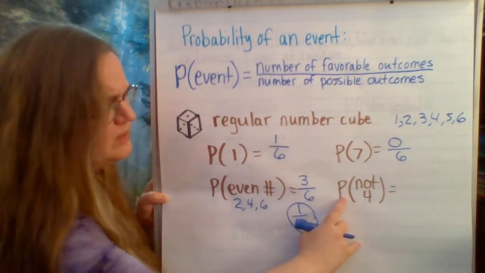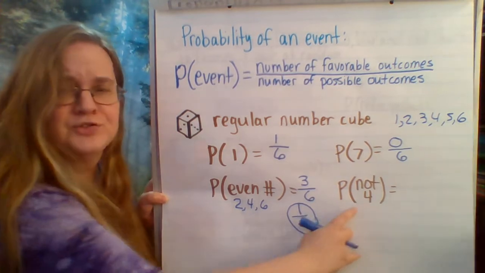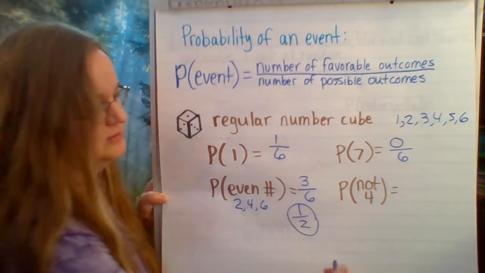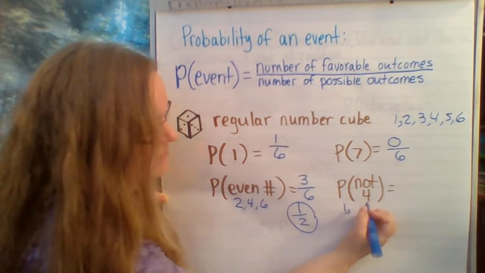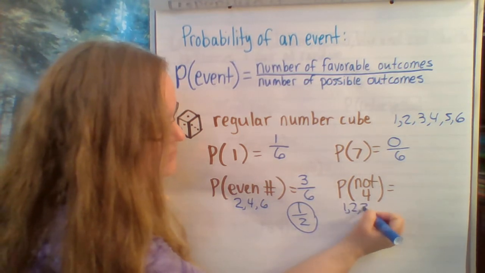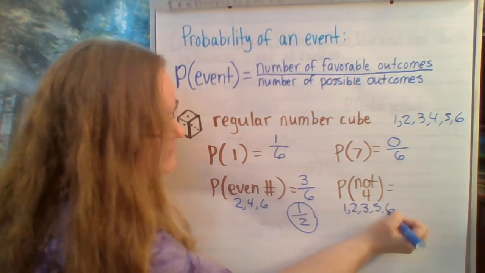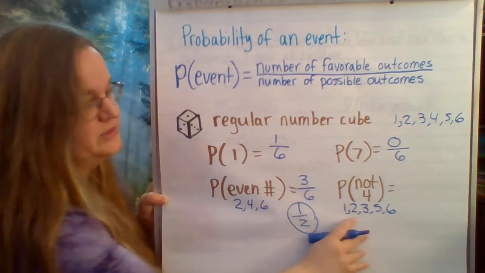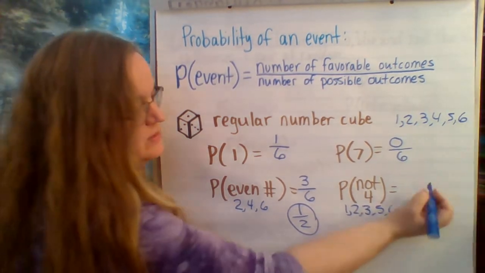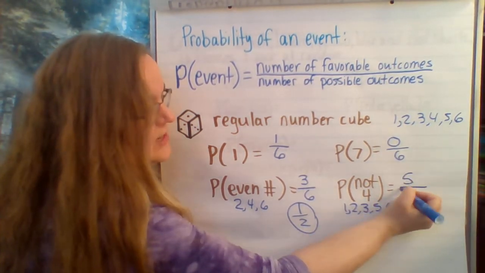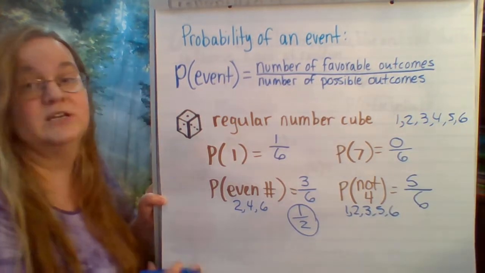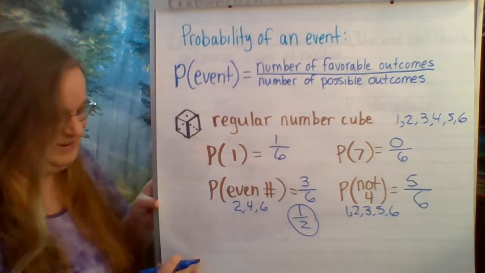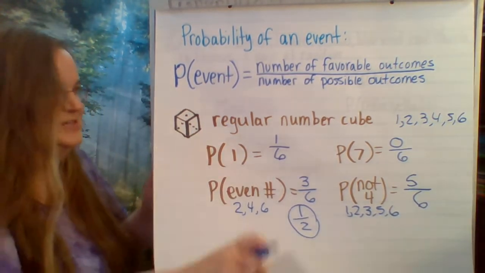The probability of not 4. So in other words, anything but a 4. Maybe you're playing a game and if you get a 4, you lose. So what's your probability of getting not a 4? Well, these are all the possible things that can happen that are not a 4. So 5 out of the 6 possibilities are not a 4. Let's take a look at some more examples.